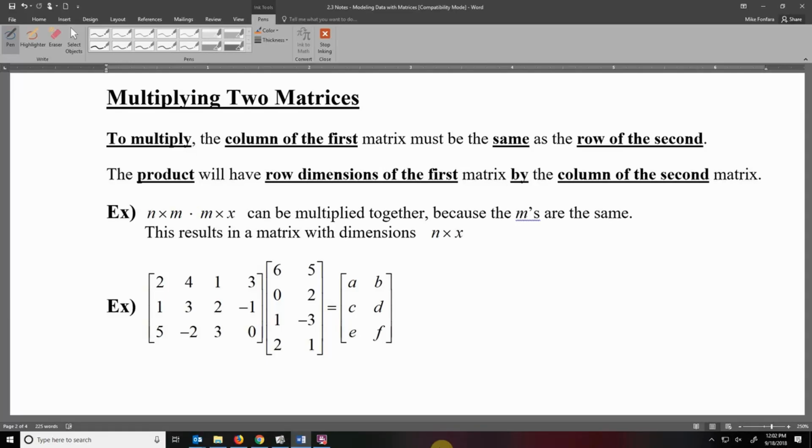Hey guys, we're going to continue with matrices now. And today we're going to start with multiplying matrices.